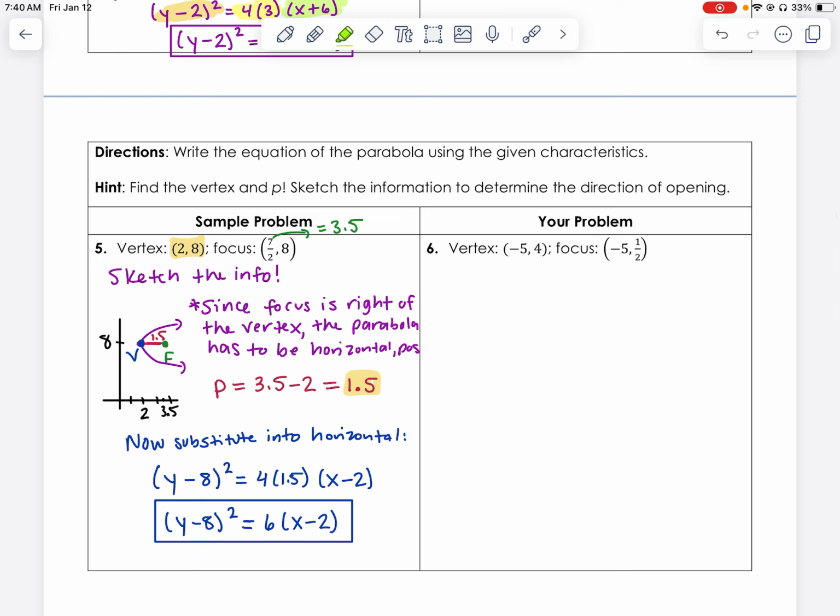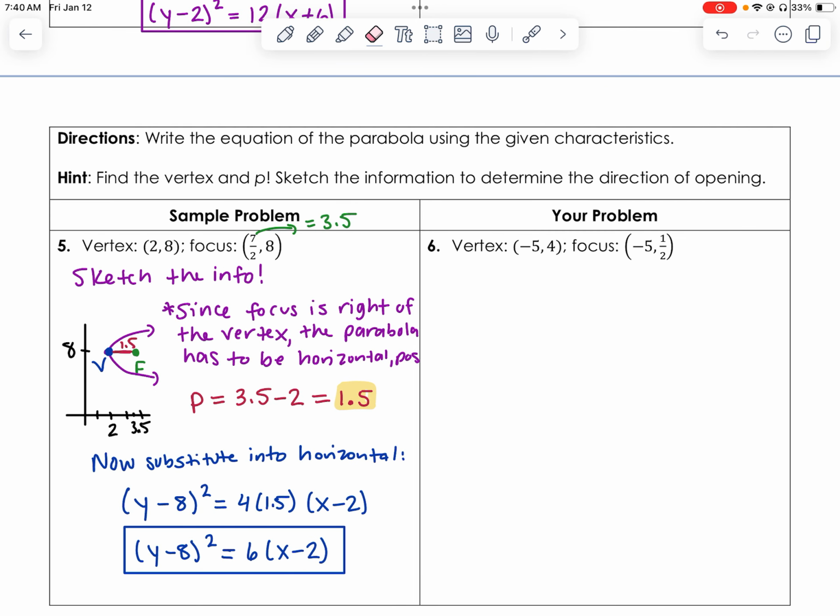All right, so now instead of giving you a graph, I'm giving you two characteristics. For this problem, you will see that I have given you the vertex and I have given you the focus point, the coordinate point locations. So my suggestions are we know we need to find the vertex, we need to find P. We also need to figure out the orientation.